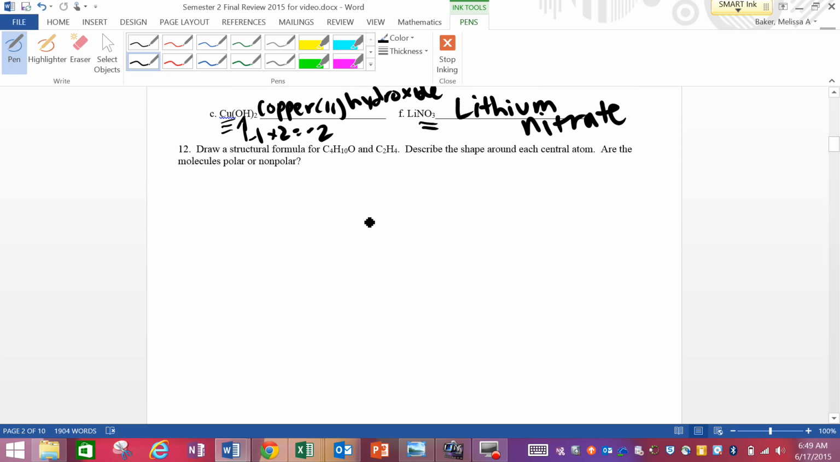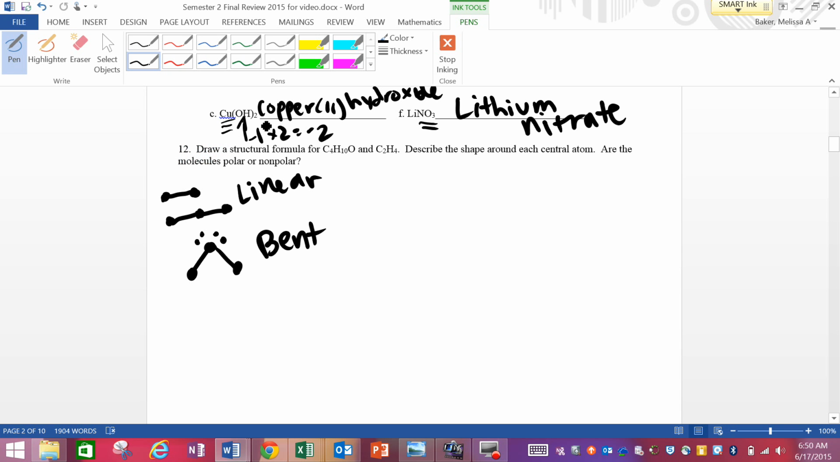Alright, we're into drawing things and naming the shapes. And is it polar or nonpolar? So let's do a little review of all the different possibilities for shapes. If you've got 2 atoms or 3 atoms and they're all in a straight line, that's linear. If you've got 3 atoms and there are lone pairs, or at least one lone pair on the central atom, the one in the middle, then it has a bent shape.